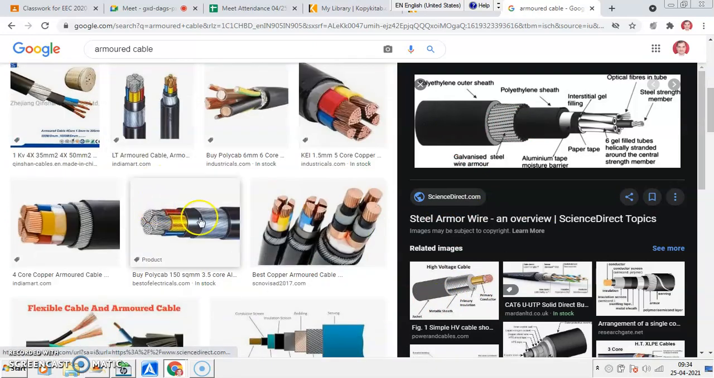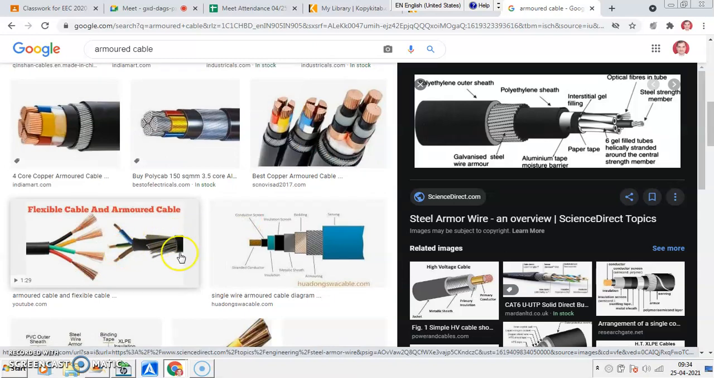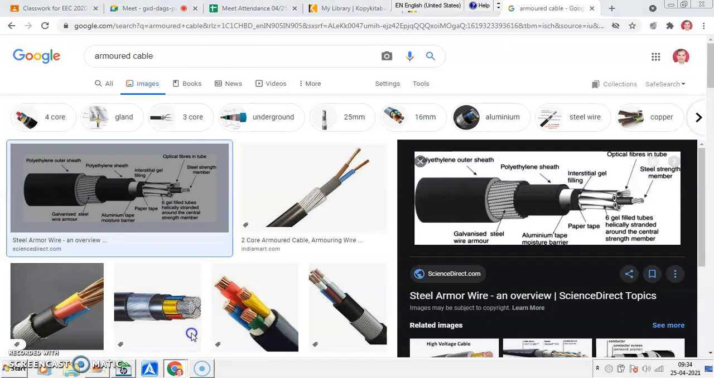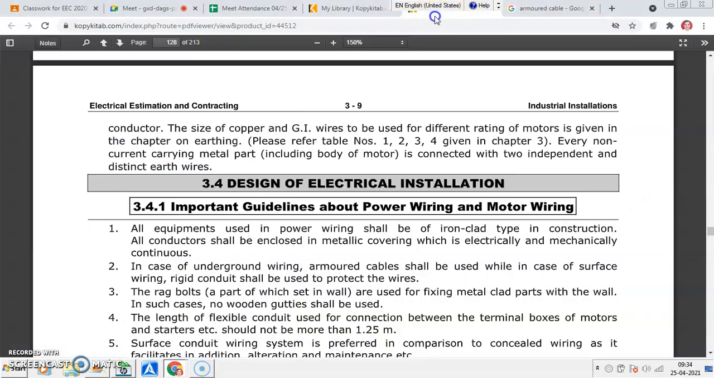Okay. So these are the pictures of various cables, especially, and we are preparing the armored cable, in particular for industrial wiring. Okay, power wiring. Have you understood this? Okay.